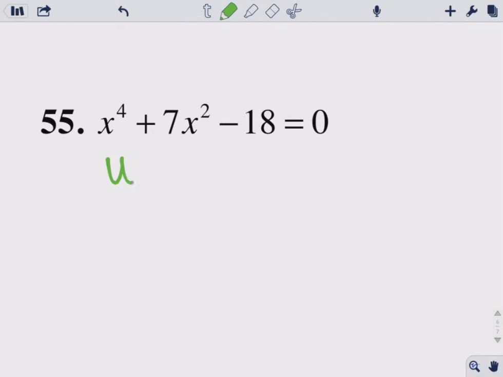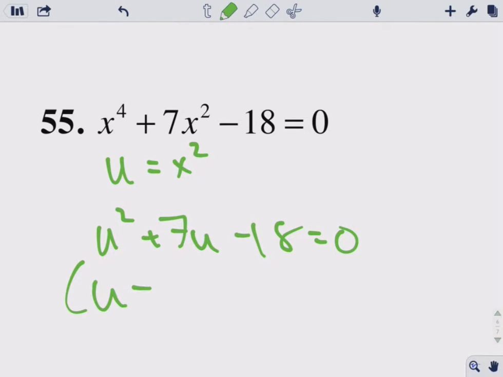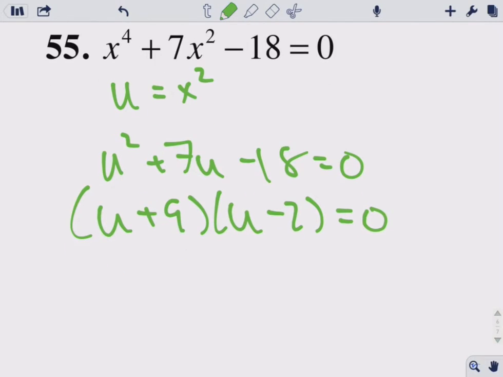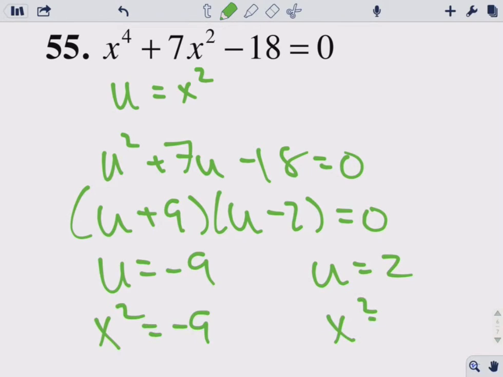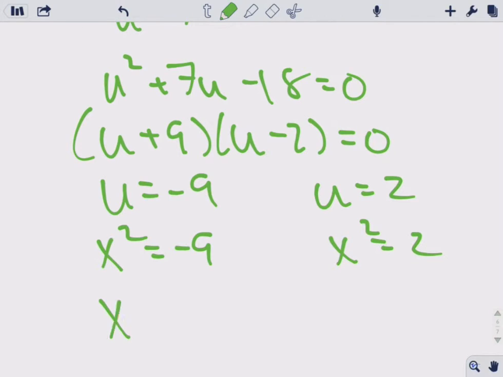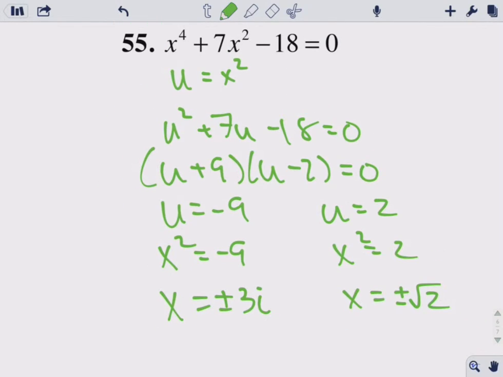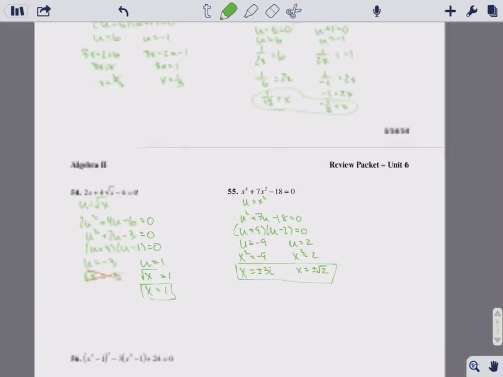Over here, u is equal to x squared. So I get u squared plus 7u minus 18 is equal to 0. So that's u plus 9, u minus 2 is equal to 0. U is equal to negative 9, u is equal to 2. So x squared is equal to negative 9, and x squared is equal to 2. Taking the square root, you get plus or minus 3i. Taking the square root, you get plus or minus square root of 2. Those are your answers for that.